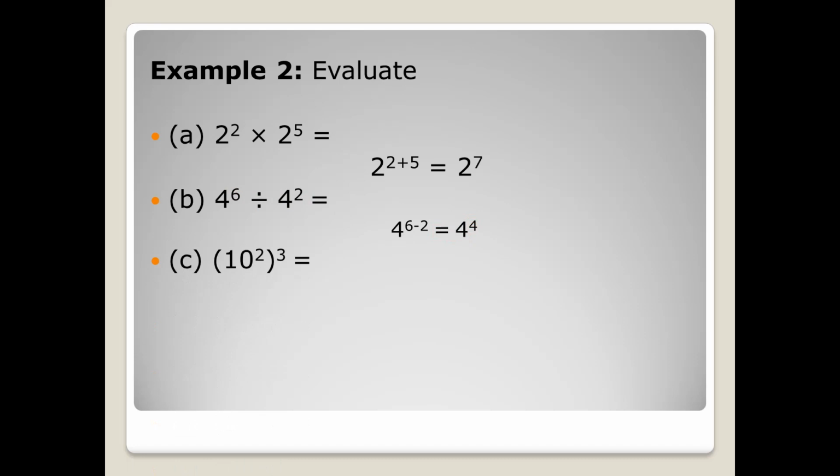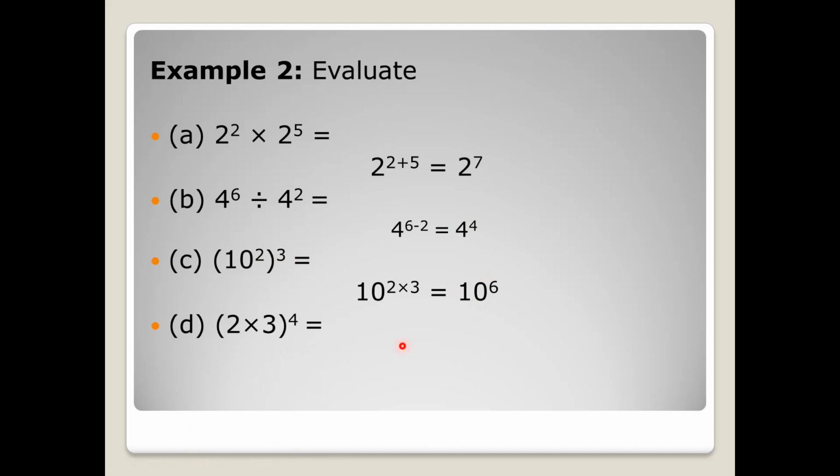Next, 10 to the power of 2, all to the power of 3. See, there are two indices. We multiply these two indices. So the answer will be 10 to the power of 2 times 3, that is 10 to the power of 6. So we have to multiply 10 by itself 6 times.